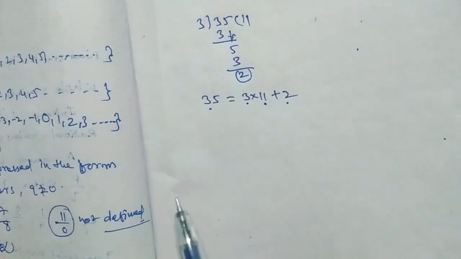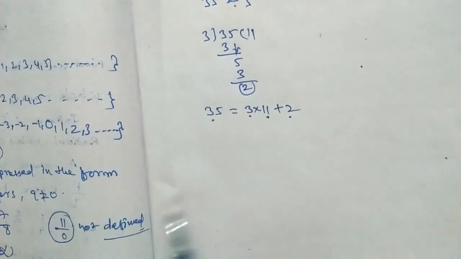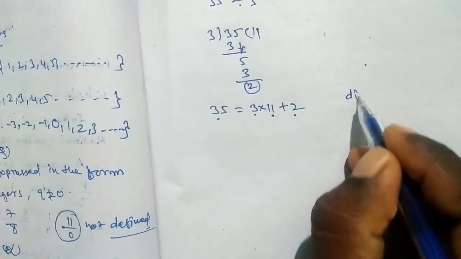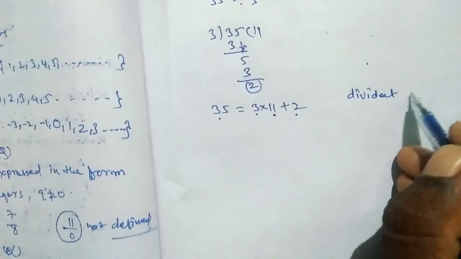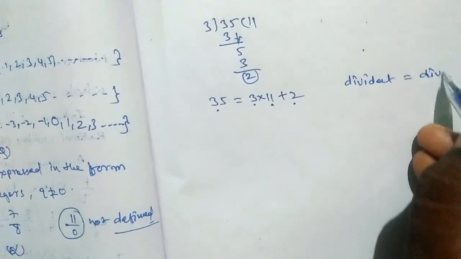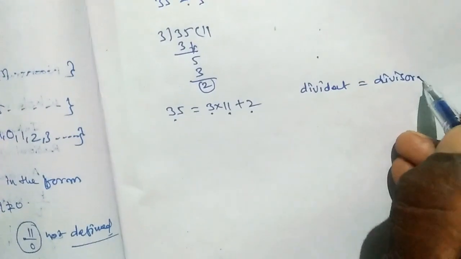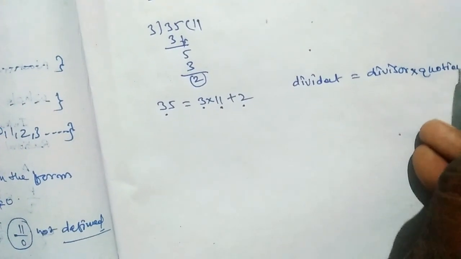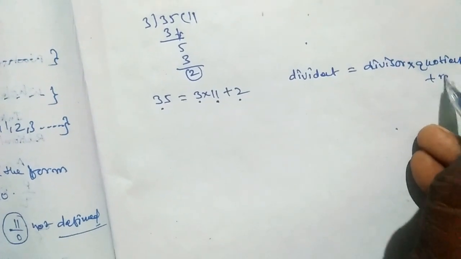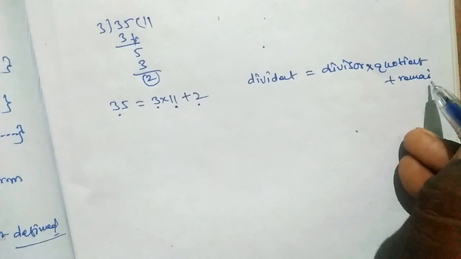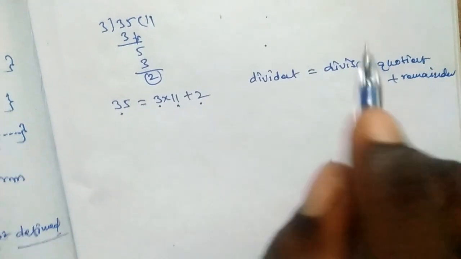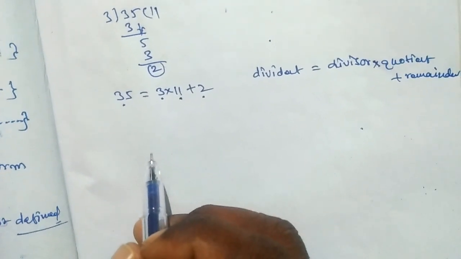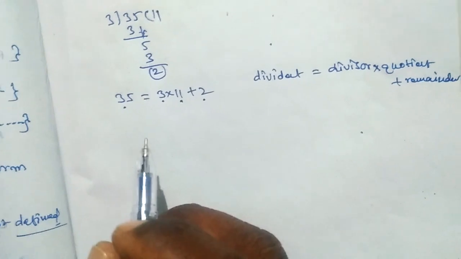So any number you can take. If you divide that, how can you get? Dividend is equal to divisor into quotient plus remainder. Any number you take like this, you can write.